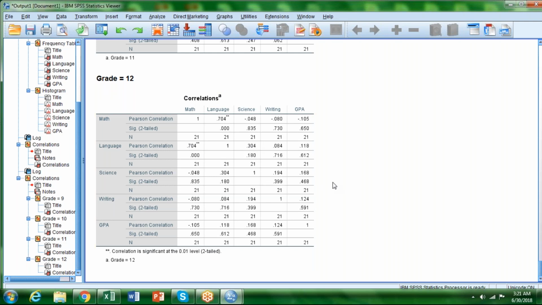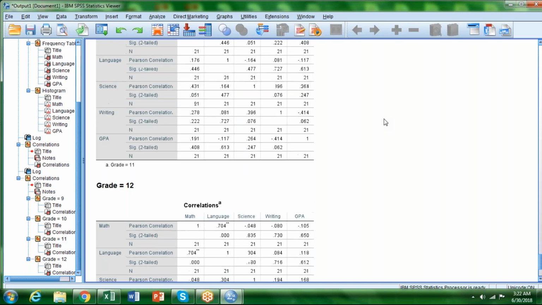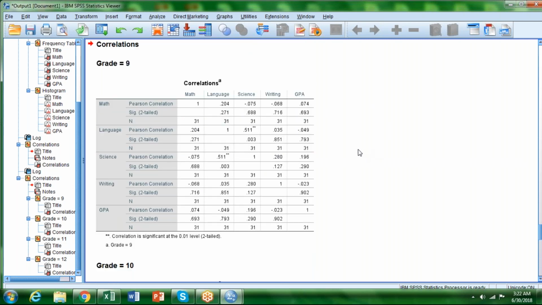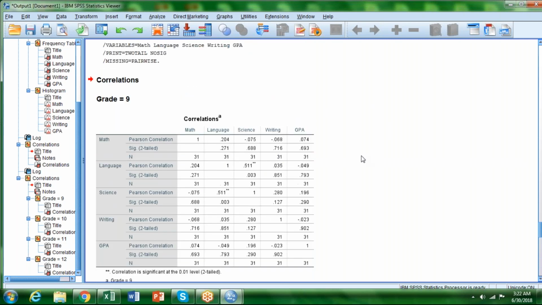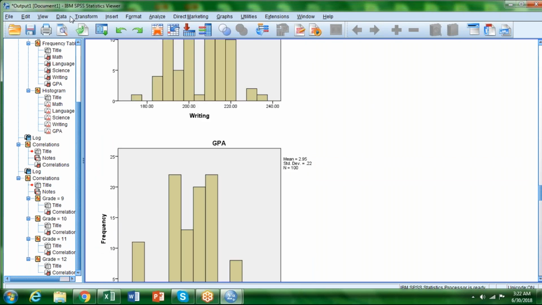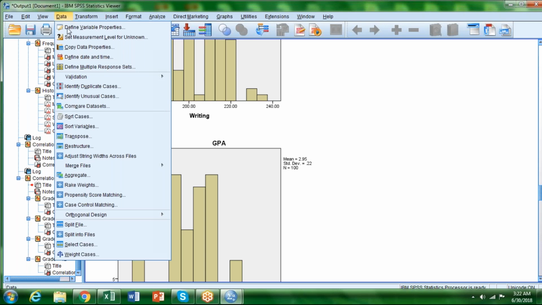So in fact, the only thing that is statistically significant in the 12th grade is the correlation between the math and the language test. So this is an interesting data set, and there's a lot to create an analysis here. We can go back and change our data set this time.